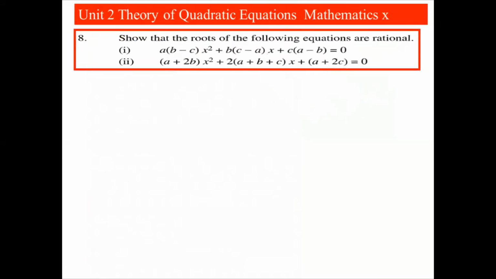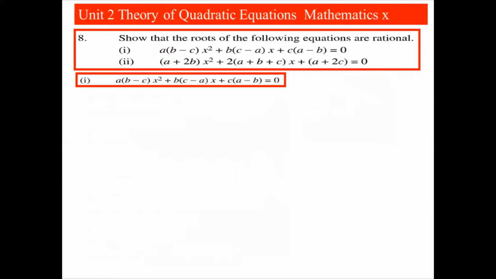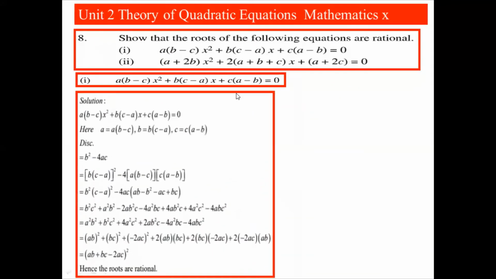Part A, show that the roots of the following equations are rational. For rational roots, the discriminant must be positive and a perfect square. The first part is the standard form of a quadratic equation. Here a is equal to a(b minus c), b is equal to b(c minus a), and c is equal to c(a minus b).